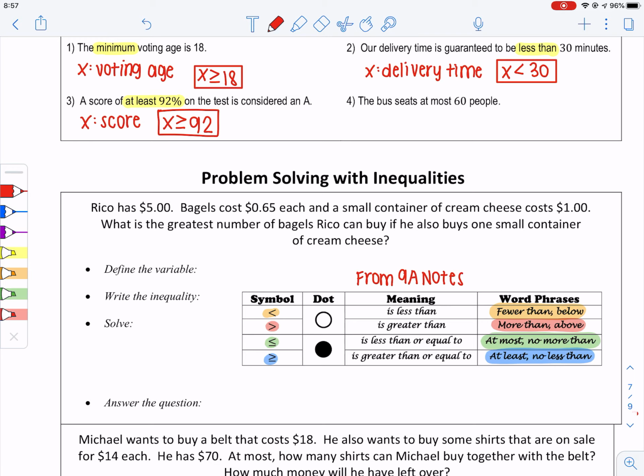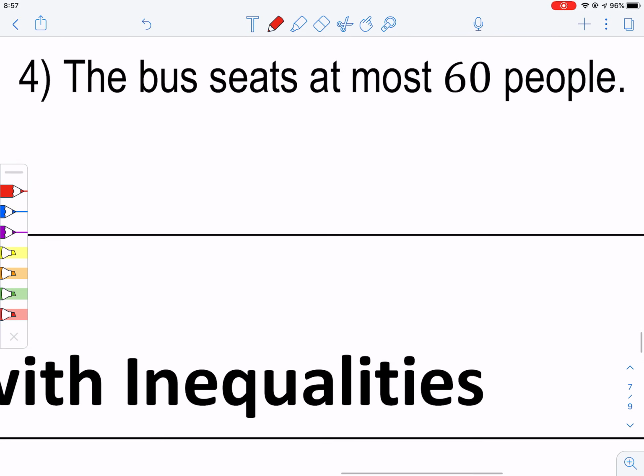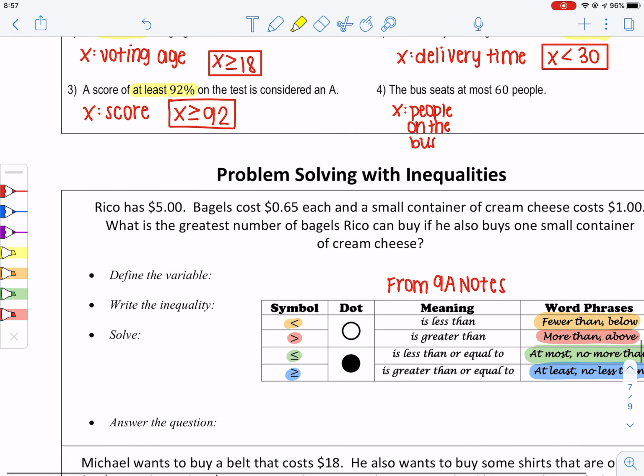If you look on your chart that we have from our 9A notes, at least is right here, and that's greater than or equal to. All right, let's try number 4. The bus seats at most 60 people. So X stands for the people on the bus. And it's at most 60 people. So let's highlight at most. That's our key phrase there.